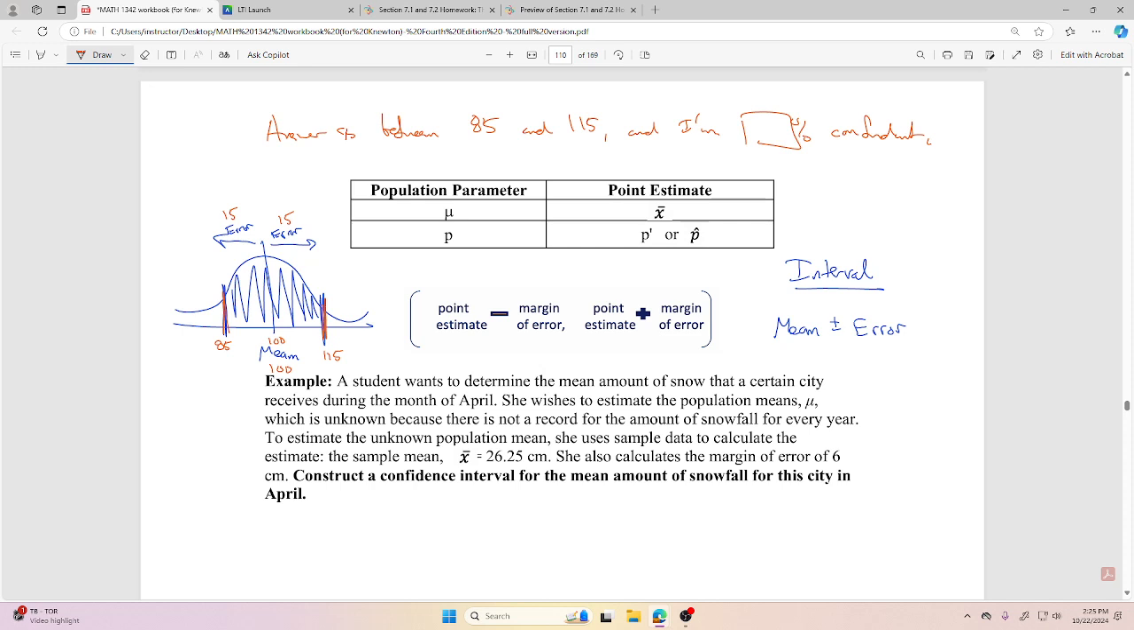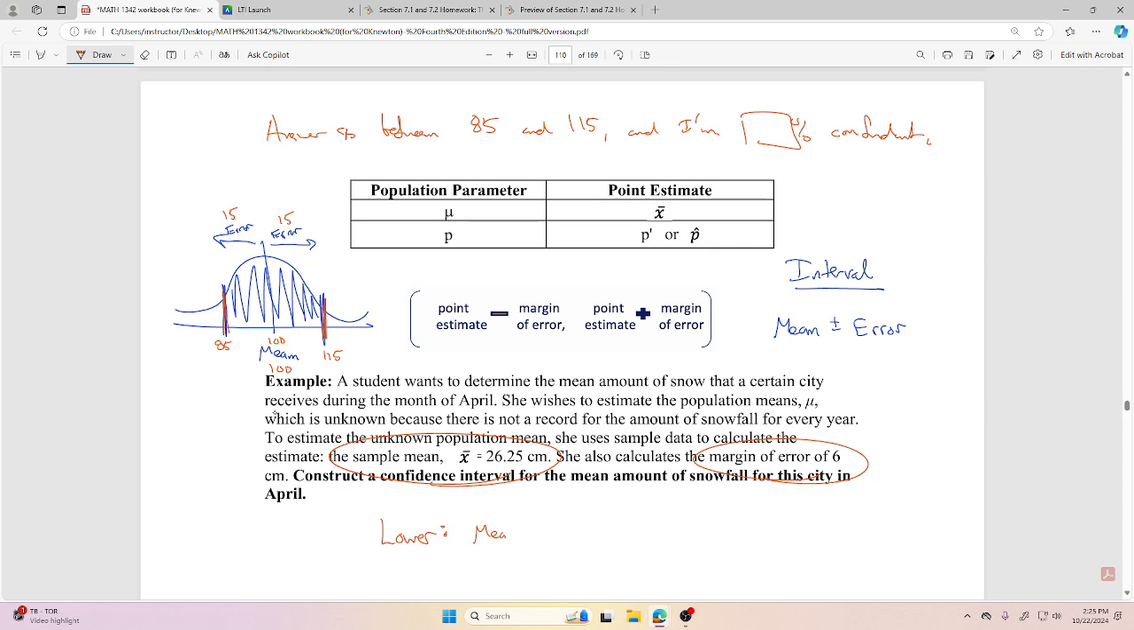So let's do some actual math. A student wants to determine the mean amount of snow in April. So they find the mean unknown because the record is not the same for every year. This little x bar is the sample mean, and then we have the margin of error. Let's not overthink it. They're saying just use the formula. So I'm going to do a lower and an upper value.